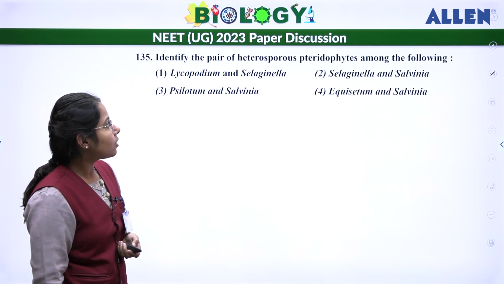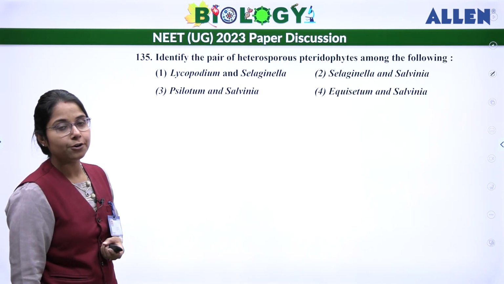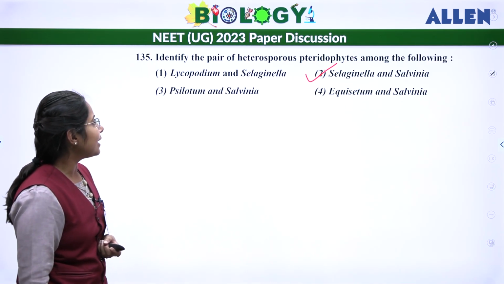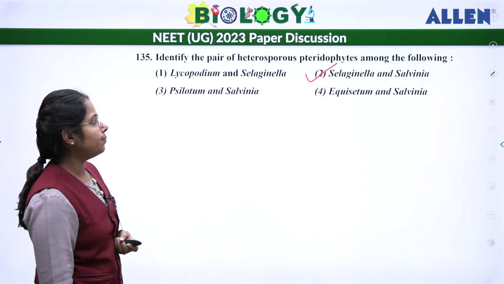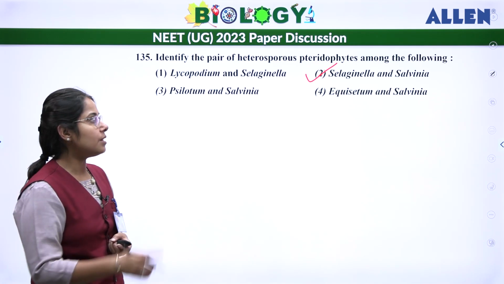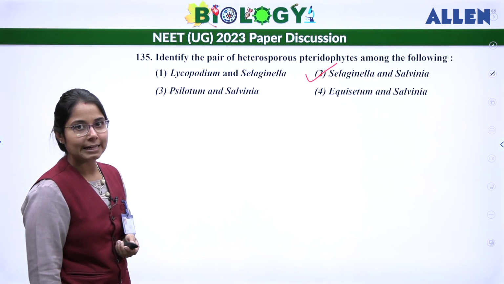Identify the pair of heterosporous pteridophytes: it will be Selaginella as well as Salvinia. Lycopodium, Equisetum and the others are all homosporous. Heterosporous are Selaginella as well as Salvinia.